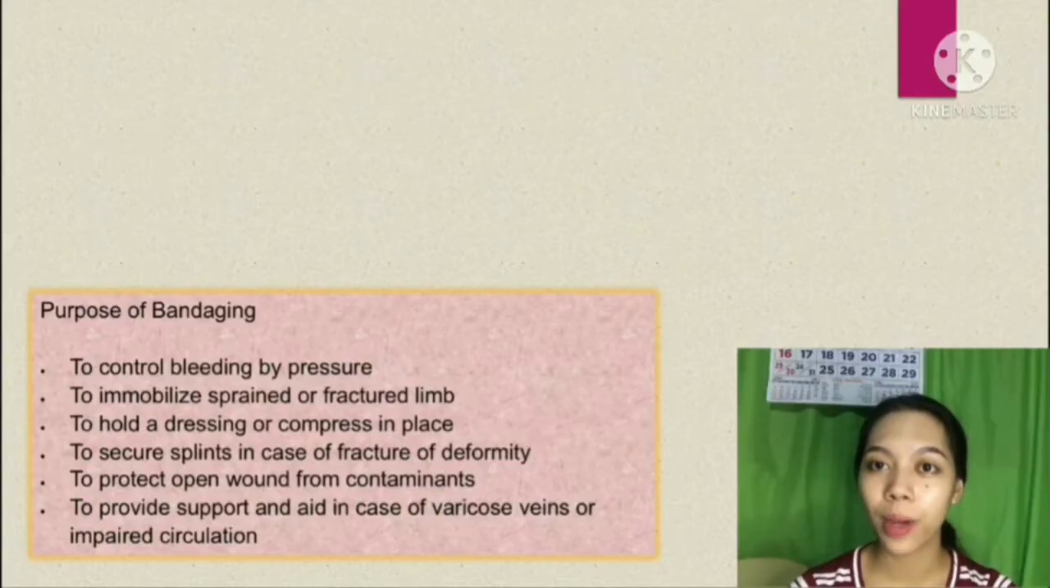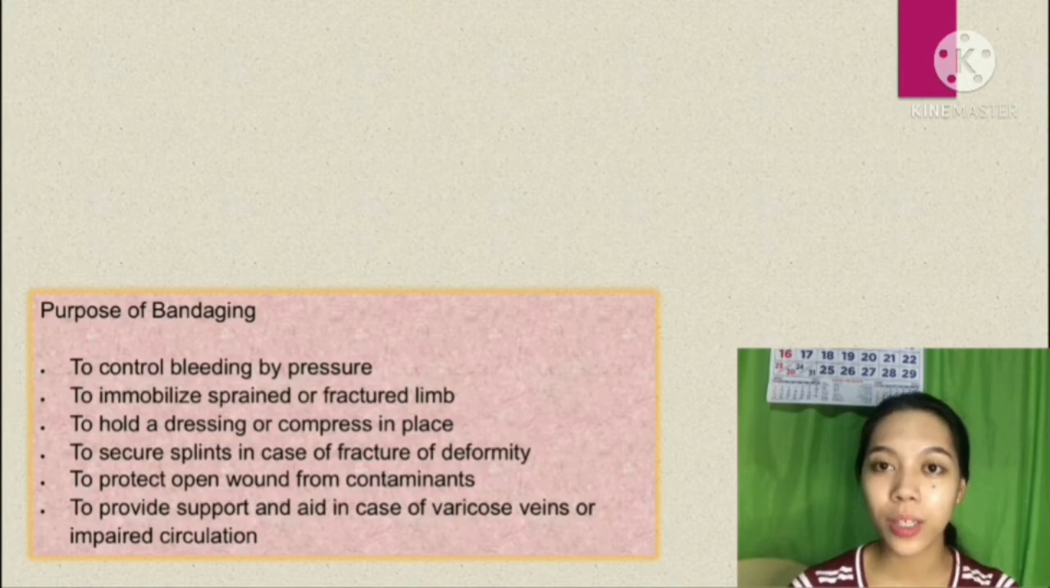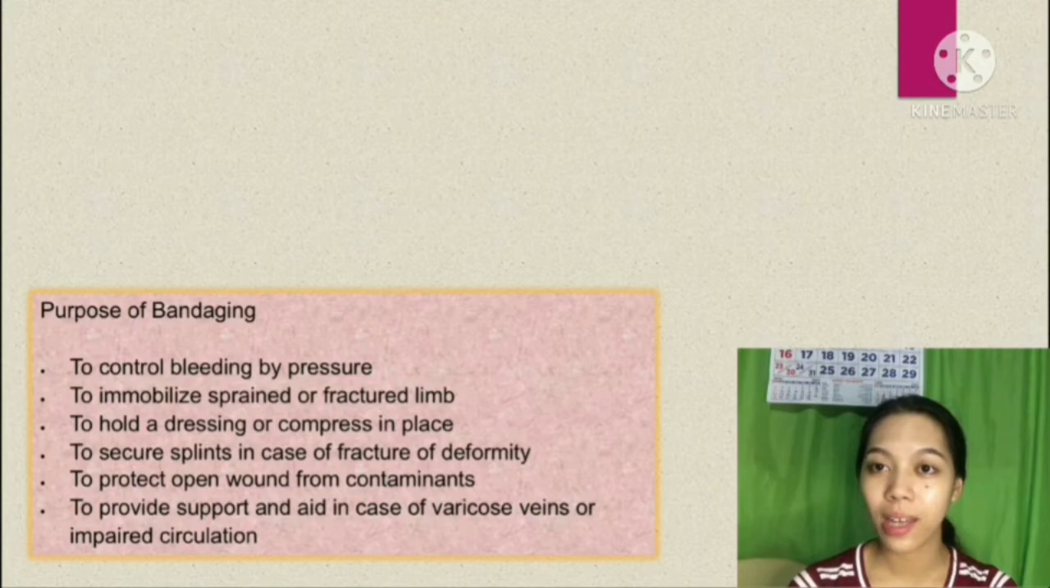Purpose of bandaging: to control bleeding by pressure, to immobilize a sprained or fractured limb, to hold a dressing or compress in place, to secure splints in case of fracture or deformity, to protect an open wound from contaminants, to provide support and aid in case of varicose veins or impaired circulation.